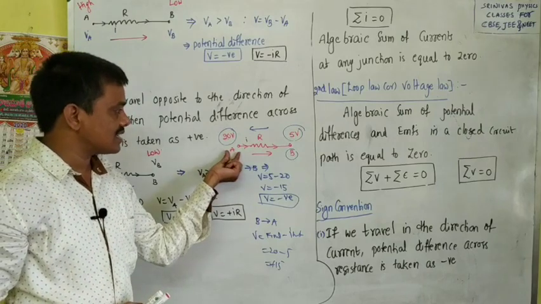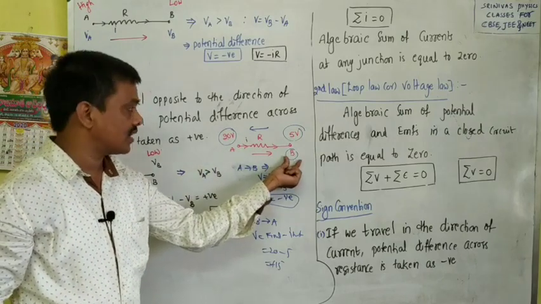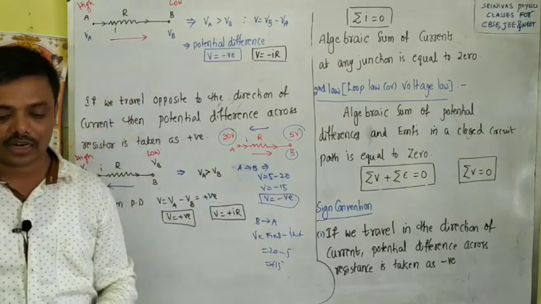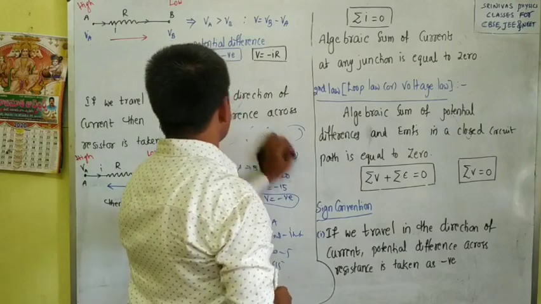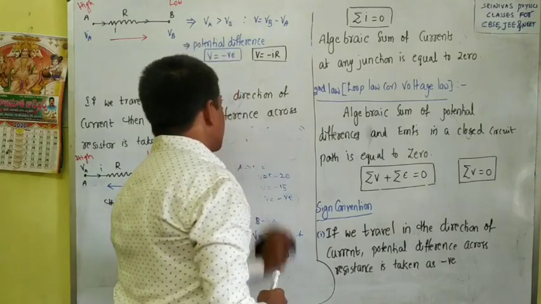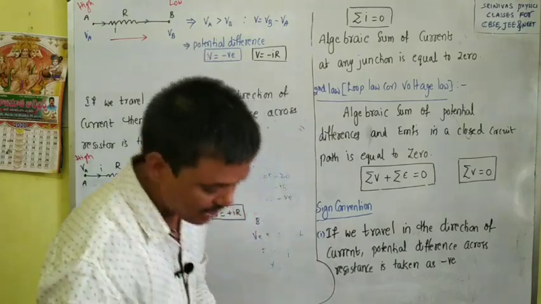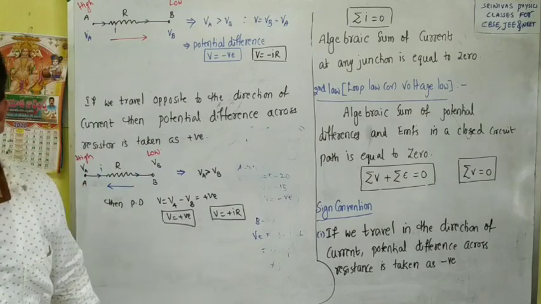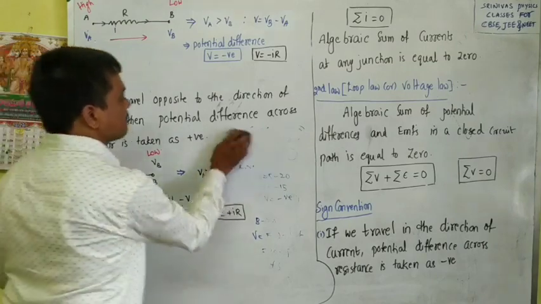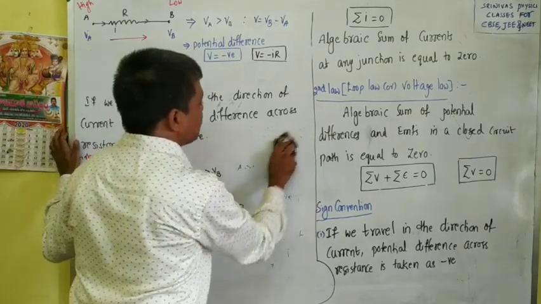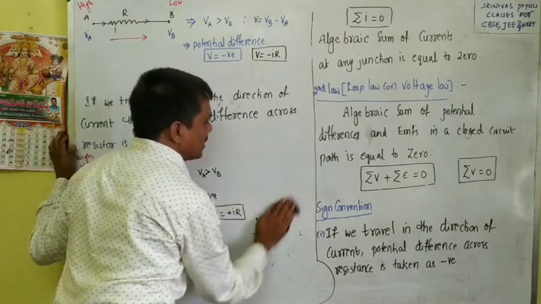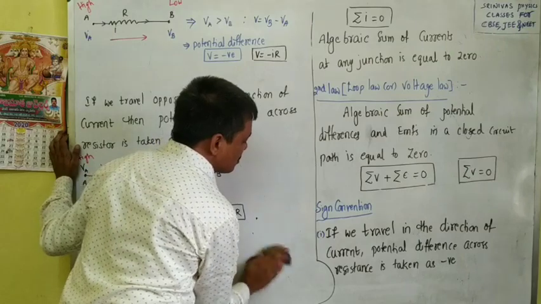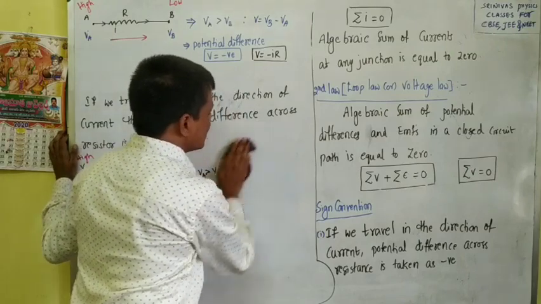Where you started, that is initial. Where you ended the journey, that is final. Potential difference we have to take as final point minus initial point. Potential difference may be positive or negative. If you travel in the direction of the current, we have to take it as positive, and if you travel opposite to the direction of current, we have to take it as negative. Okay. Now let us go for the cell. Sign convention rule for the resistor is completed.